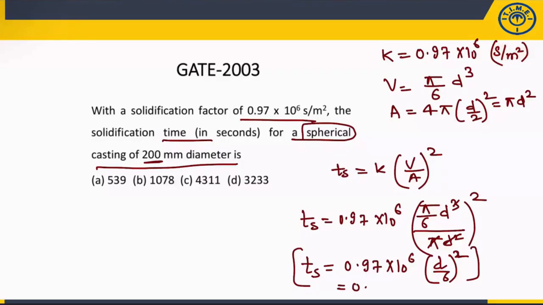So that means 0.97 into 10 to the power of 6. What is this D value? D value is 0.2, divided by 6, square. Once you solve, how much are you getting? Yes, 1078. That means option B.